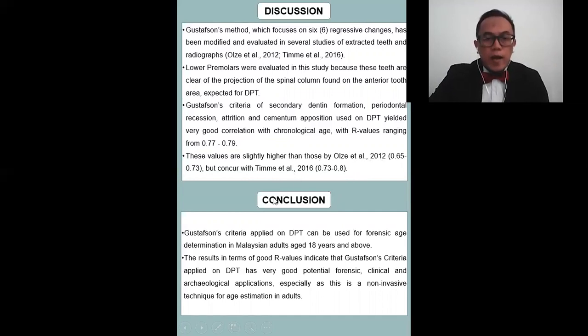So, in conclusion, I can conclude that the Gustafson criteria applied on DPT can be used for forensic age determination in Malaysian adults aged 18 years and above. The good R values indicate that Gustafson criteria applied on DPT have very good potential for forensic, clinical, and archaeological applications, especially as this is a non-invasive procedure for age estimation in human adults.